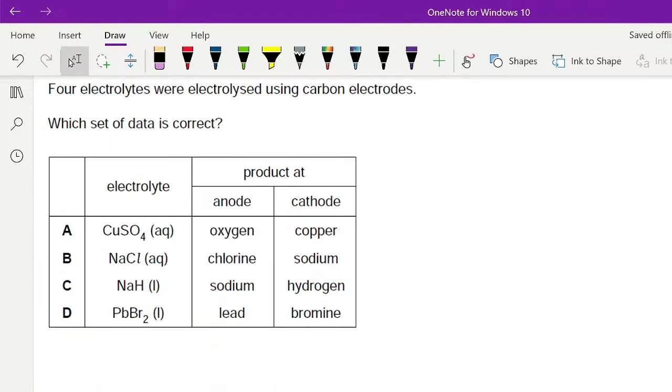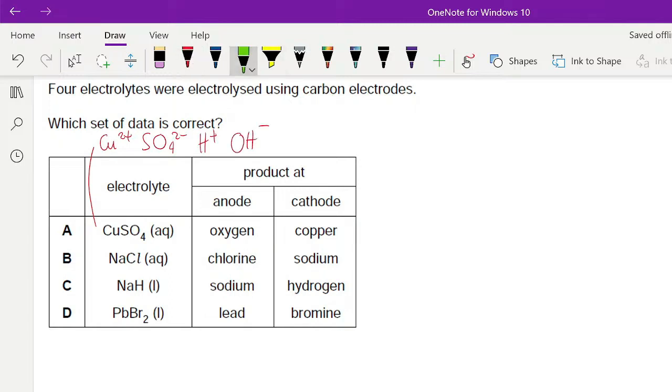Four electrolytes were electrolyzed using carbon electrodes. Which set of data is correct? So copper sulfate will produce... this is how we do it again. Copper, list down the ions.